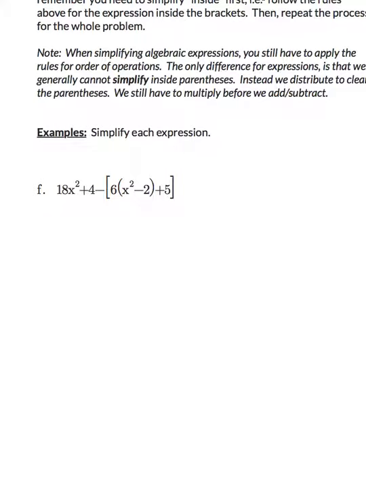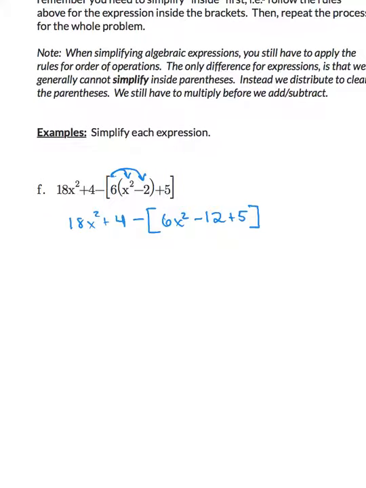So we get, I'm going to bring down my 18x squared and my 4. We have 18x squared plus 4 minus, inside brackets we have 6 times x squared is 6x squared. 6 times negative 2 is minus 12 plus 5.